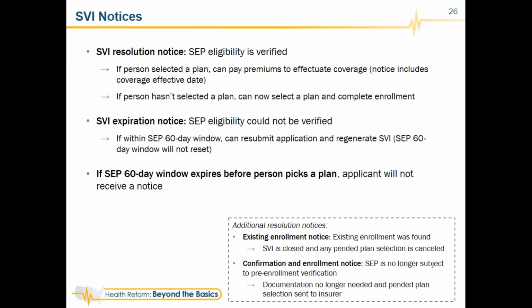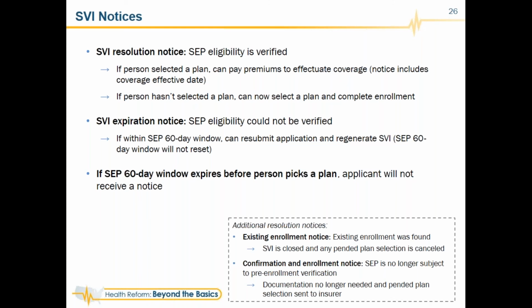Now the person should ultimately get confirmation that the SEP or the SVI has been resolved. SVI expiration notices will be sent to those who did not successfully complete the SVI. If a person gets their notice during their 60-day SEP window, they can resubmit the application and start a new SVI window. But still, all of this has to happen before that SEP window closes.